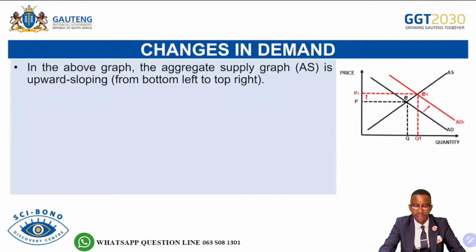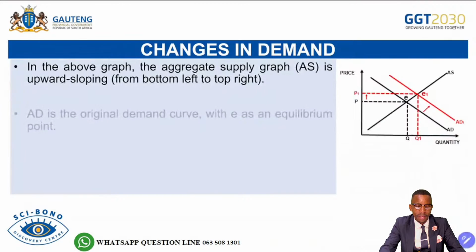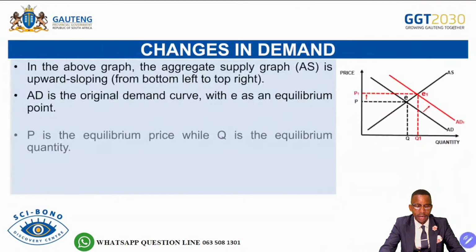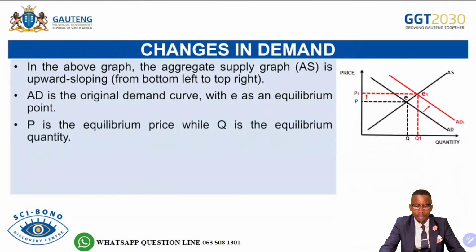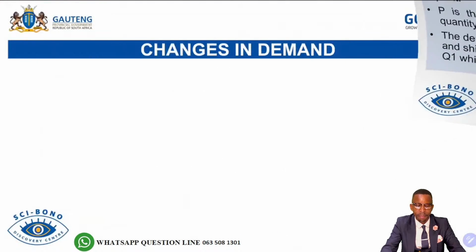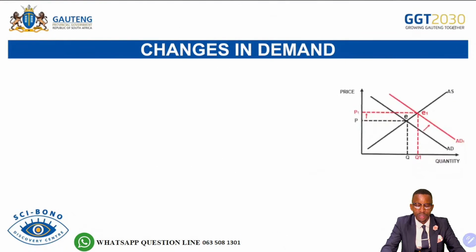In the above graph, the aggregate supply is AS, like I've said, upward sloping from bottom left to the top right. And then AD is the original demand curve, which is sloping from top left to the bottom right. And then P is the equilibrium price value, Q is the equilibrium quantity. The demand side approach stimulates aggregate demand and shifts AD to AD1. The quantity demanded increased to Q1 while the price increased to P1 because supply did not react immediately. And then we continue with the changes in demand.